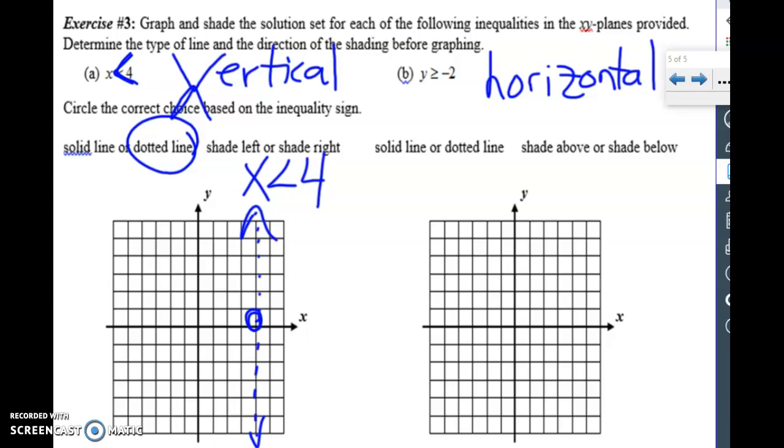So I'm going to get this a lot. I'm going to get a lot of students that draw the line but then forget to shade. Okay, so here's my little reminder. Please remember to shade, even though it doesn't always tell you to. Now, what side of this are we going to shade?